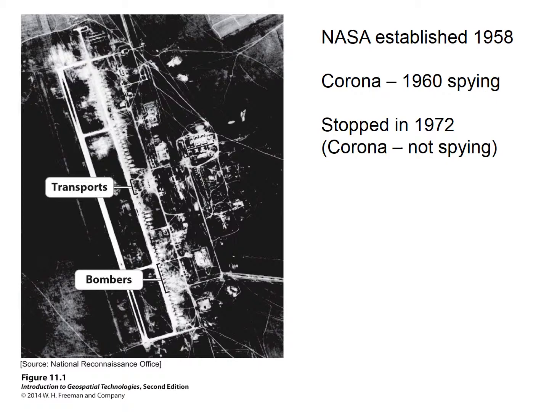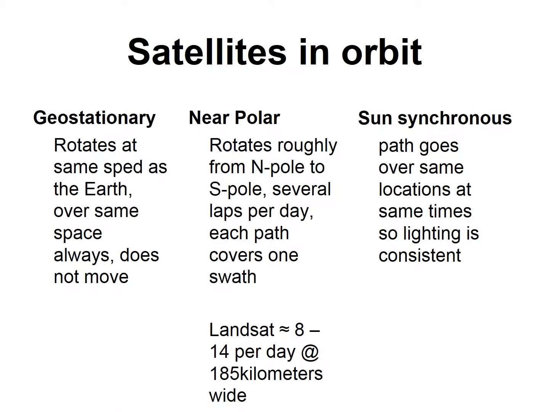The Corona program basically lasted from 1960 up until 1972, and then it stopped. Now, as it says on the slides, that's when the Corona program stopped, not so much the spying. So when we talk about these satellites in space, there's a couple of different things we need to understand, and that is how they function and how they travel.